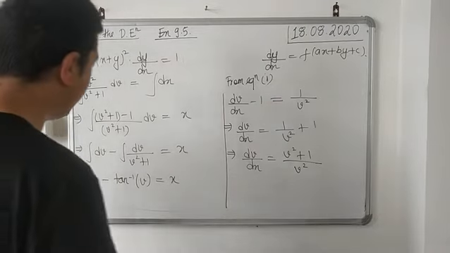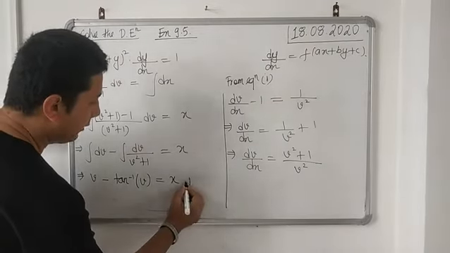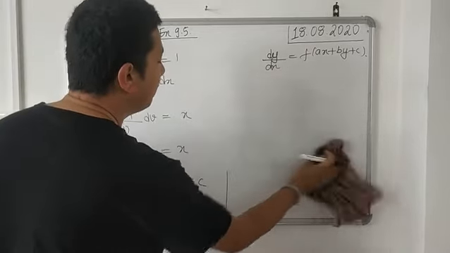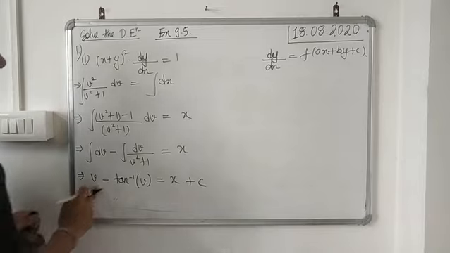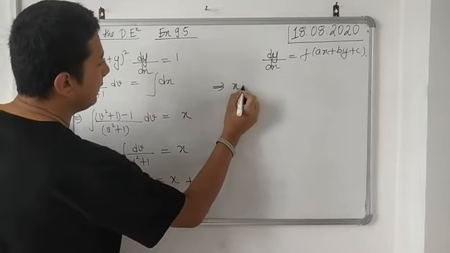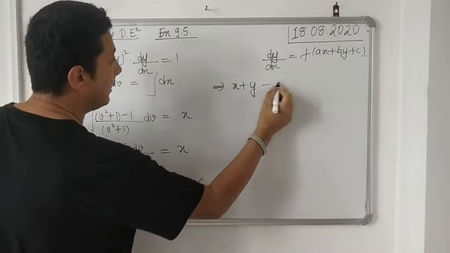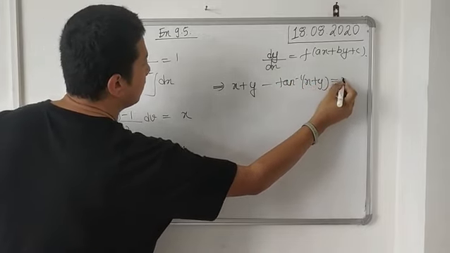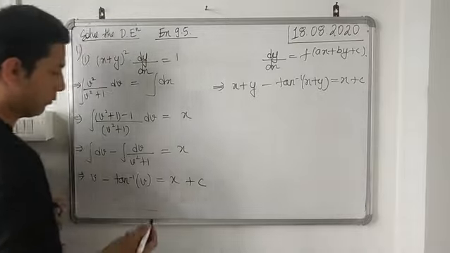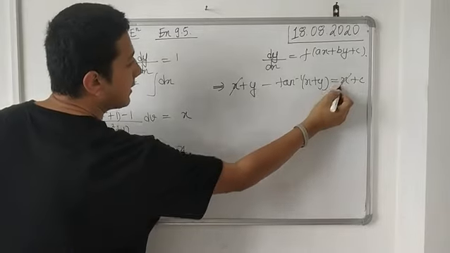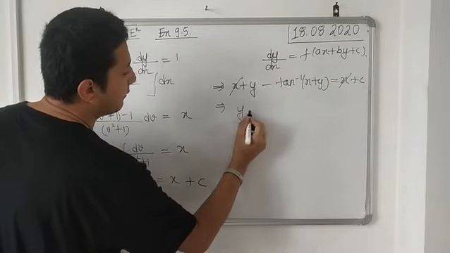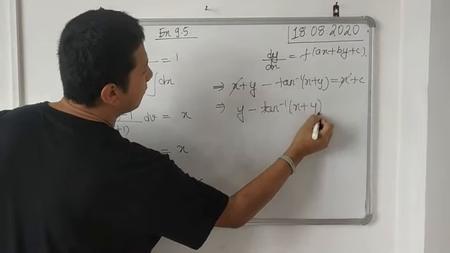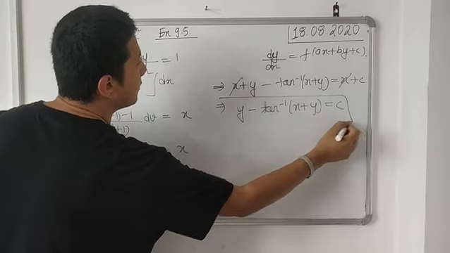Now once the integration is over, you can write plus c also. So the final step will be to substitute the value for v. So what was our v? x plus y, right? So therefore this will be x plus y minus tan inverse of x plus y, which is equal to x plus c. So on both the sides, x and x get cancelled out. So therefore your final answer would be y minus tan inverse (x plus y) is equal to a constant.